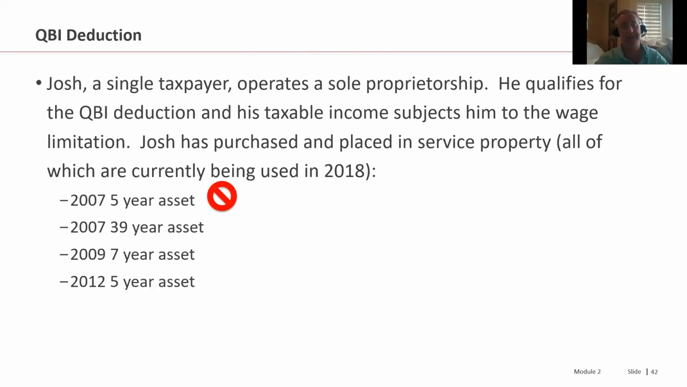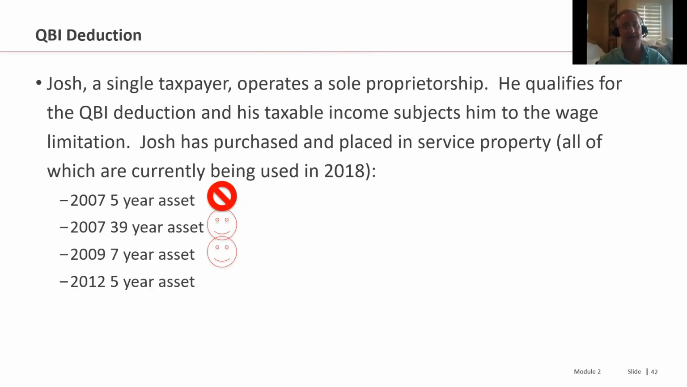He also purchased a 39-year asset, which, by the way, that's real property, placed in service in 2007. Is that qualified property? And the answer is yes, it is. So it's clearly still being depreciated. It hasn't been 39 years since 07. As a result, it's in the qualified depreciation period and it's qualified property. How about 2009, a 7-year asset? Well, it's fully depreciated, but it's within 10 years. And so as a result, it's definitely qualified property.